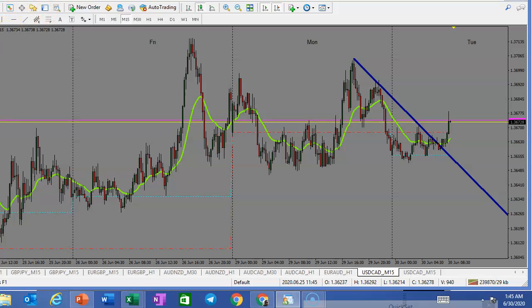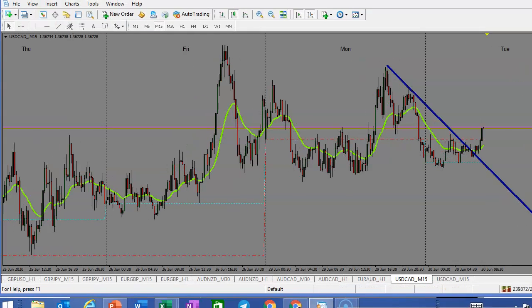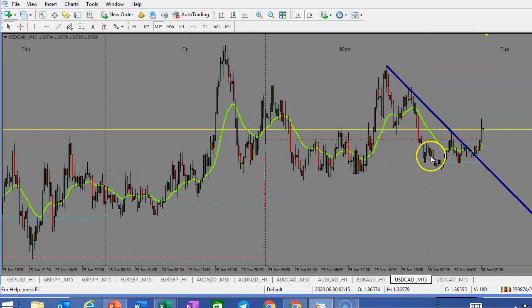As you can see, this is still UCAD. Anyway, as you can see here, this is the daily open. So the blue is the daily open. The red is the weekly open. Monday, this is where price action opened. So price was trapped in between the daily open and the weekly open for today, which is Tuesday.